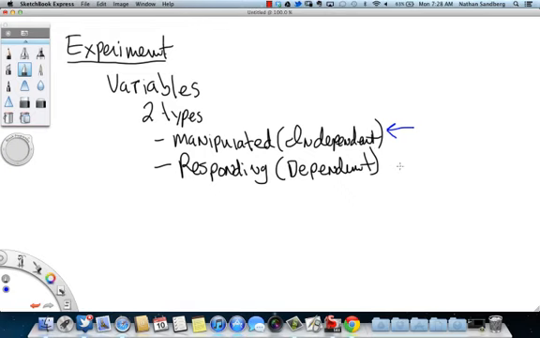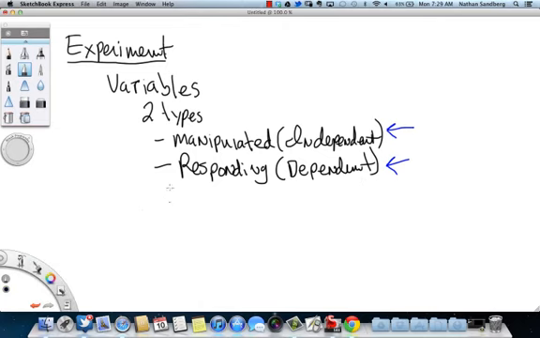Now the responding variable, this is what responds to what you changed. For example, if it gets really hot outside, the temperature changed, and maybe you put on shorts because the temperature got hot. You putting on shorts is the responding variable. The temperature changing was the manipulated variable. So there's two of the main types.